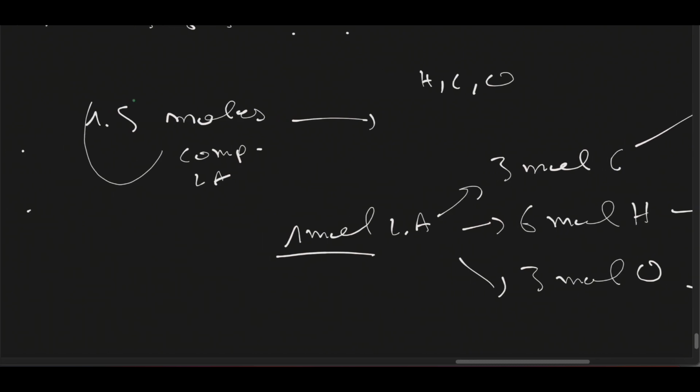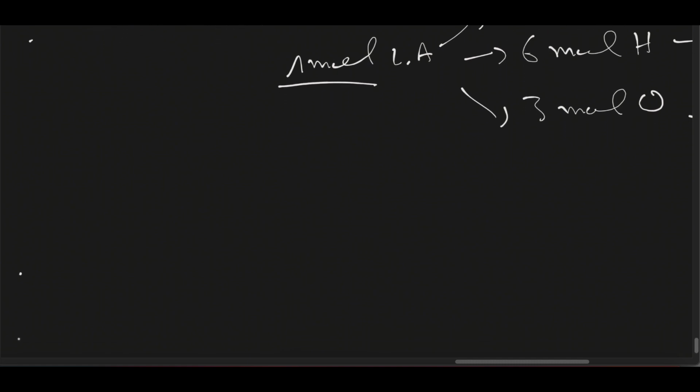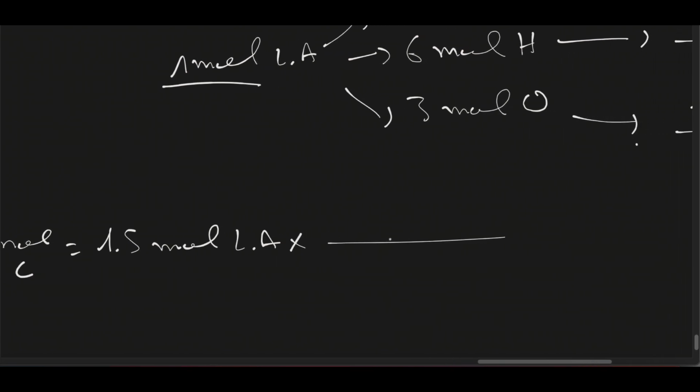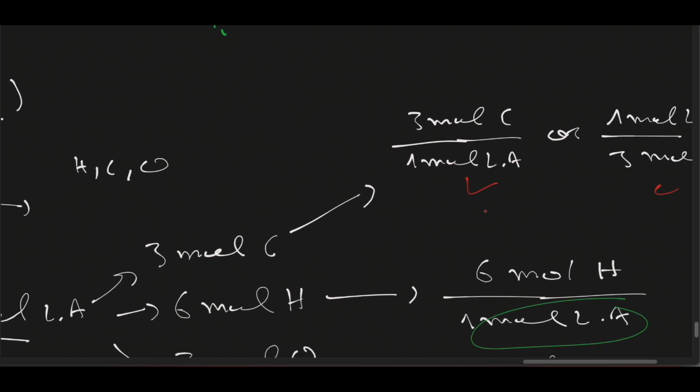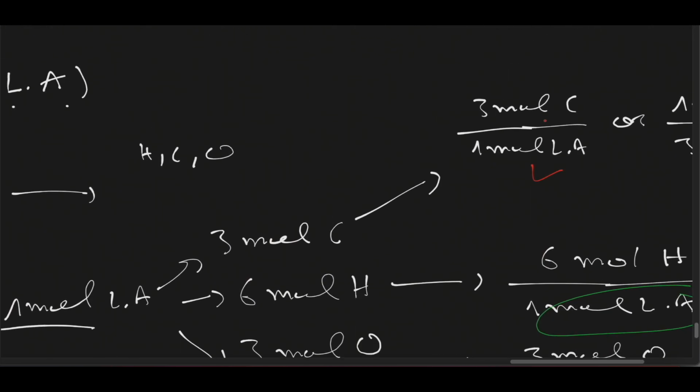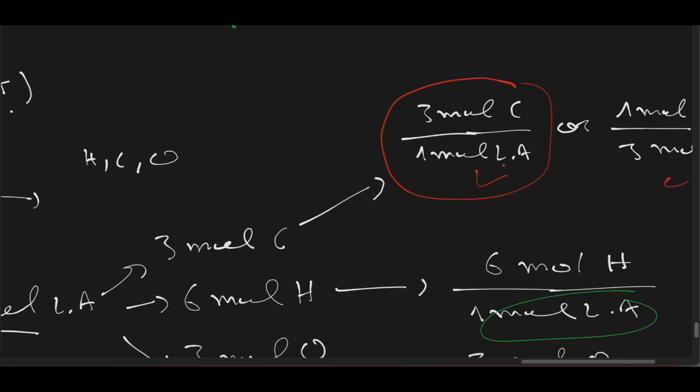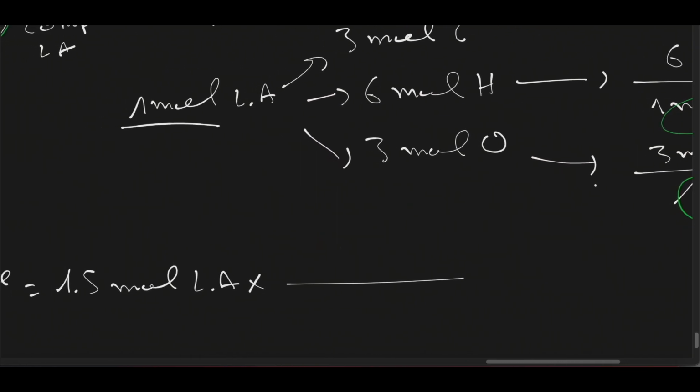But now the question is, for 1.5 moles, how many moles of each element do we have? So we start with the first one, the moles of carbon. We start with the given value, 1.5 moles of lactic acid. We have to multiply by a fraction. We'll use either this one or this one, but we should use the one that will cancel the mole of lactic acid. Which one? It is this, because 1 mole of lactic acid is on the bottom of this fraction. So we multiply by 1 mole of lactic acid.